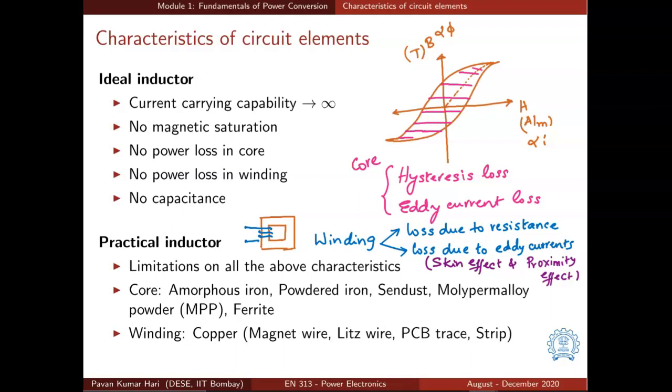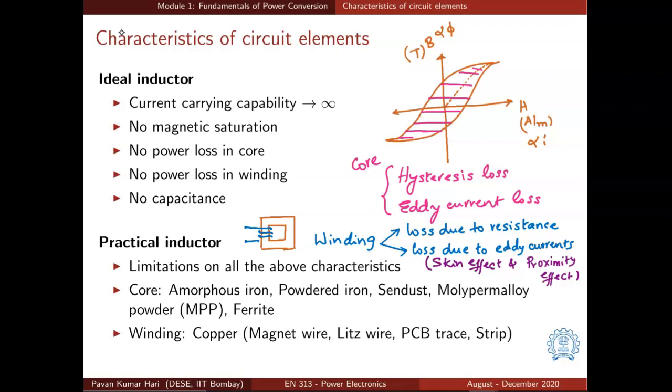So totally there will be power loss in a practical inductor, and the practical inductor will also have certain capacitance. We can define the capacitance between two turns, because there will be insulation around each turn and there will be a little potential difference between two turns. However, the capacitance effects are again dominant at high frequencies, mostly from a few tens of kilohertz and even beyond that.